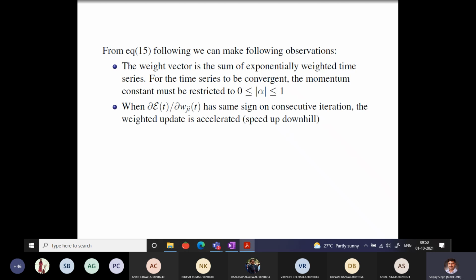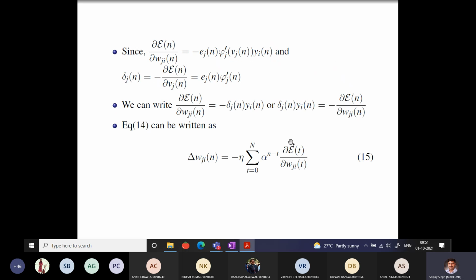So also this gradient ∂E/∂wj has the same sign whenever it has the same sign in consecutive iterations, the weight update is accelerated, speeding up downhill. So what do you mean by this equation again? If in two consecutive iterations this gradient remains the same and you know that this is negative, so you are making change in the synaptic weight with a large value in the negative direction, means it is accelerated.